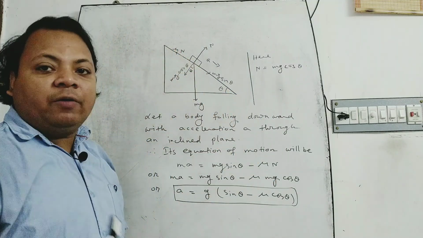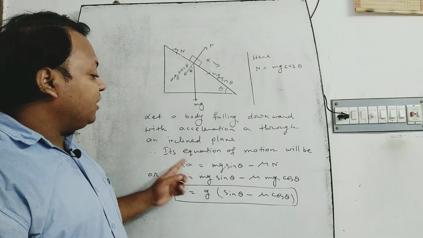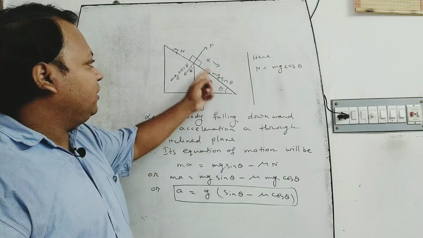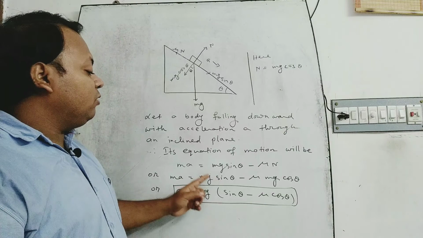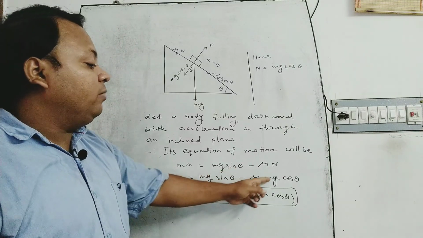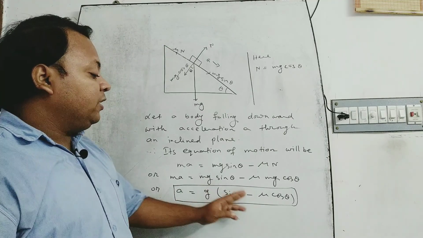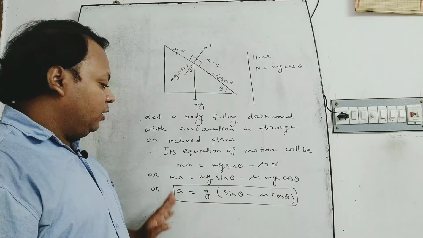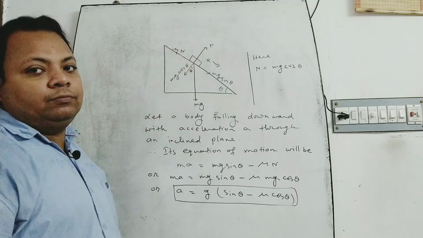That's why the equation of motion of the body is ma, that is the resultant force, is equal to mg sin theta minus mu into N. This gives ma is equal to mg sin theta minus mu mg cos theta. Therefore a is equal to g into (sin theta minus mu cos theta). This is the equation of motion of that body.